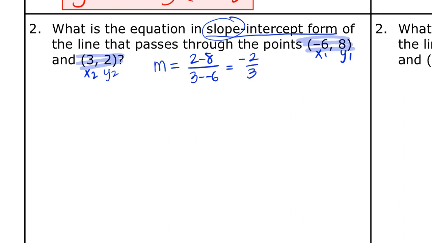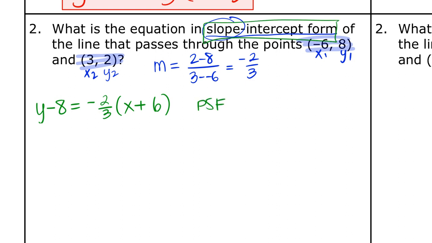So now we're going to plug into point slope form. y minus y1 is 8, equals m, that we just found to be negative 2/3, x minus x1, which is negative 6. So this negative sign is going to turn this to plus 6. That's point slope form. We're not done yet because we need it to be in slope-intercept form.